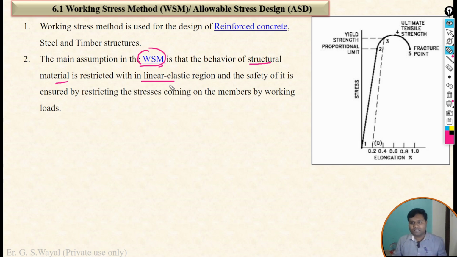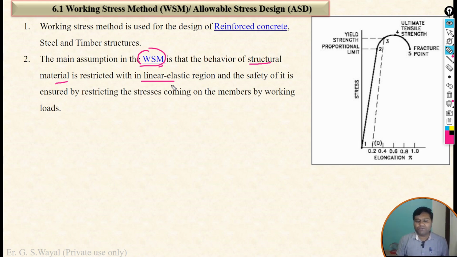For that we must know the stress strain curve for any material: the stress strain curve for concrete, for steel, and for RCC, steel or timber structures. We must have knowledge of that stress strain curve, linear and non-linear, in the elastic region and in the plastic region. We have already covered some videos on that, so you can refer to the videos I uploaded in the strength of materials series. You can check the stress strain curve there, and then you will come to know what it is.